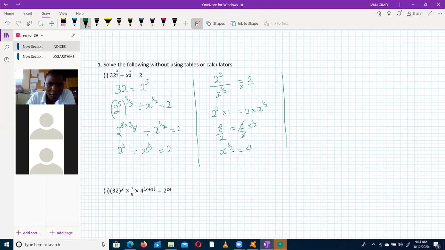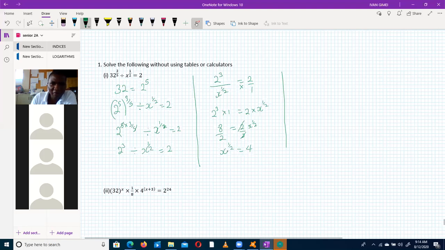We get the square root of 4, yes, because x is the square root of 4. This is equals to 4. Now to remove this half, we square both sides. Square this way and also square the other side. This one and that one will cancel and remain with x equals to 4 squared, and x will be equal to 16. That's what we do.